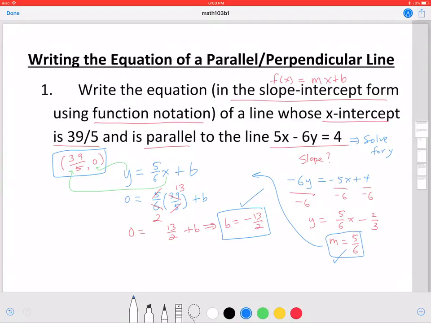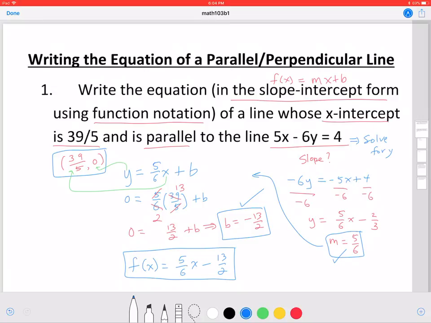So with that information and the slope information, I'm pretty much done here. My final answer, remember, should be written in function notation. F of x is equal to mx plus b. M is 5 over 6 so 5 over 6x plus b, which I'll write as negative 13 over 2. And that should be my final form.